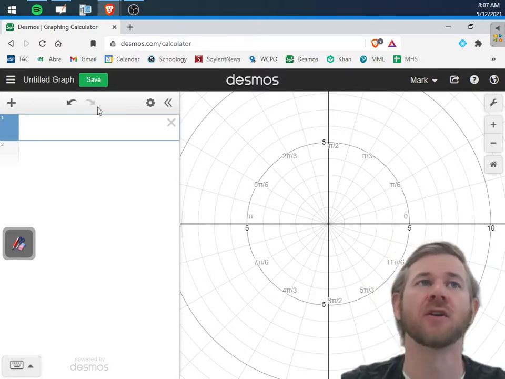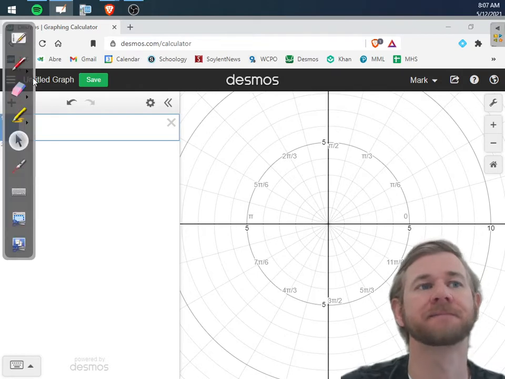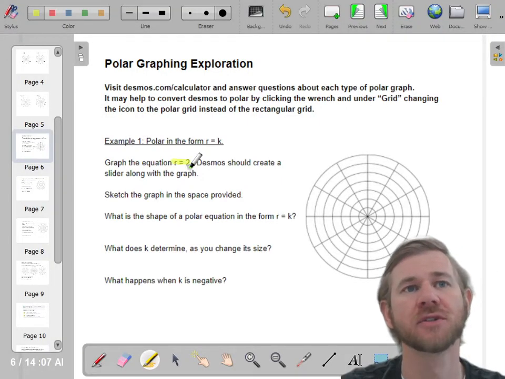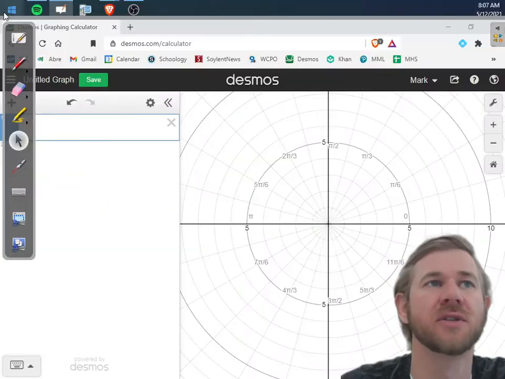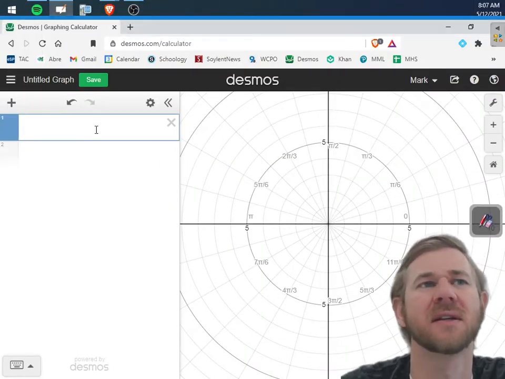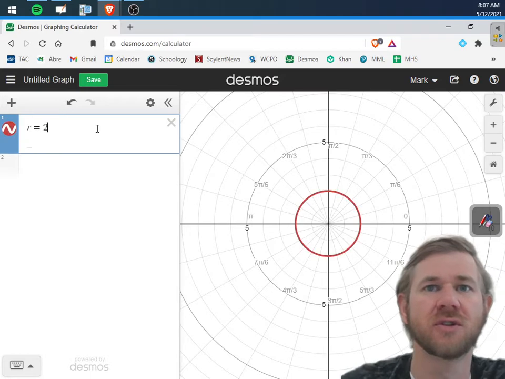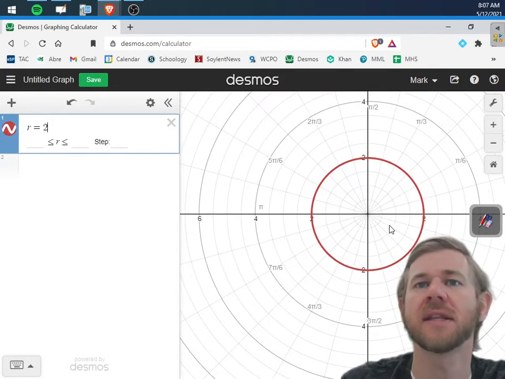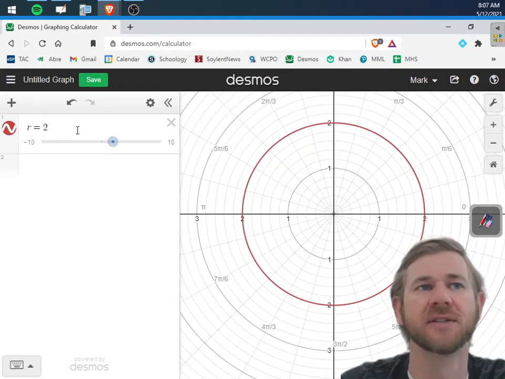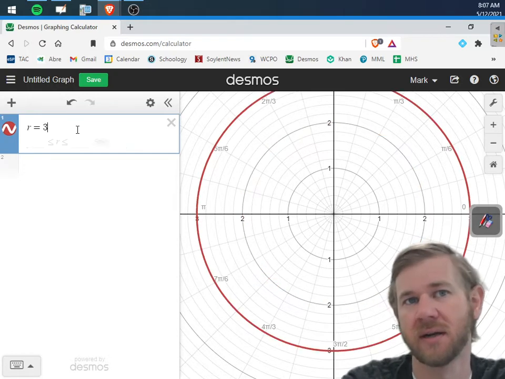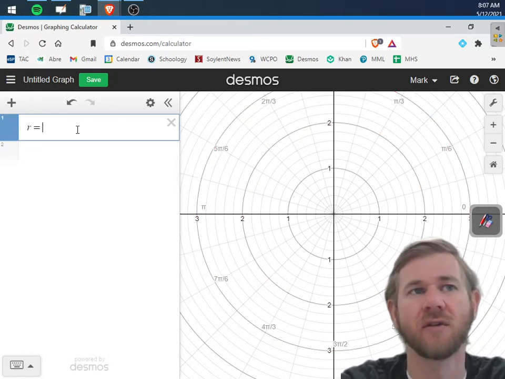First one we're going to do is r equals 2. So we're going to figure out what it does when it's r equals k. R equals 2. R to me sounds like radius. Oh, look at that. It's a circle with radius 2. And if I make the circle 3, now the circle is radius 3. If I make it 1, guess what?